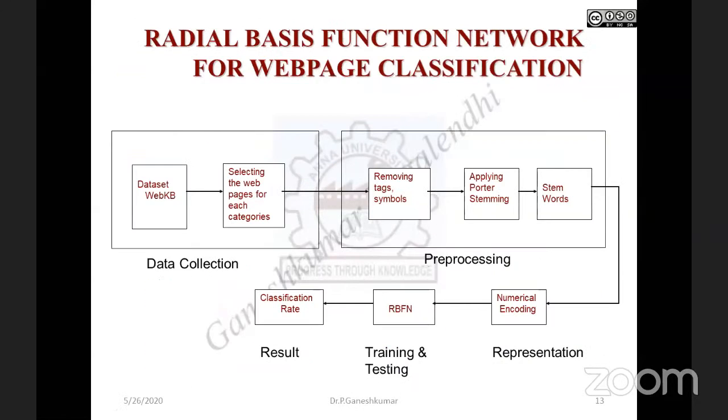Radial basis function network for web page classification. So this is one case study on how to do classification of web pages using a radial basis function network. The data set is taken from the WebKB data set; you can Google it and download sample web pages. And we have selected web pages for some categories. Actually, how many web pages are there? Let me explain it in the next slide.